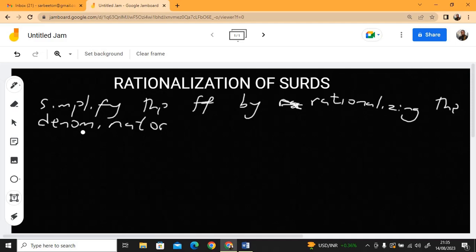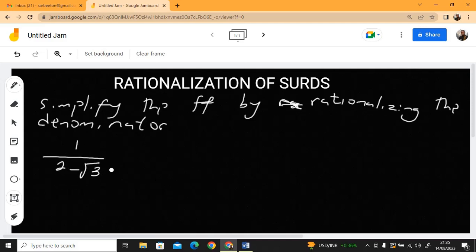So how are you going to go about this? Let's start from the simplest one. Let's say 1 over 2 minus root 3. You have to simplify this by rationalizing the denominator. Now this is the denominator. If you want to rationalize, you multiply the top and the bottom by the conjugate of this denominator. You have to change what is between them into plus.